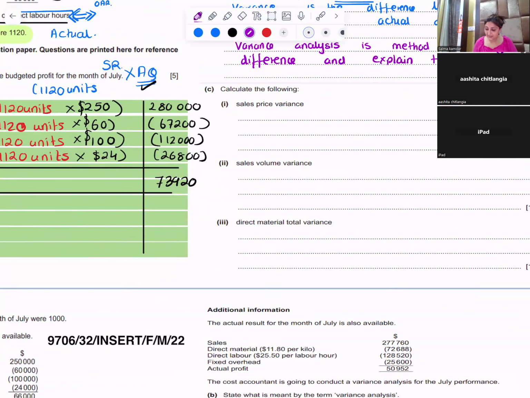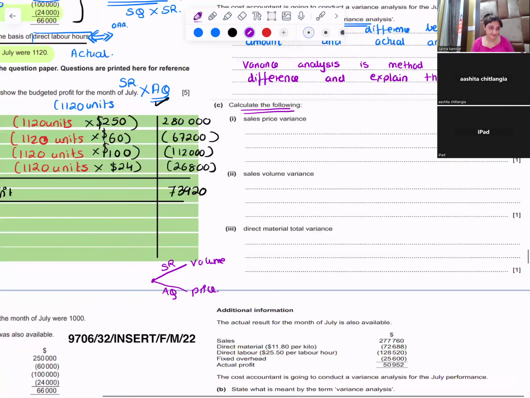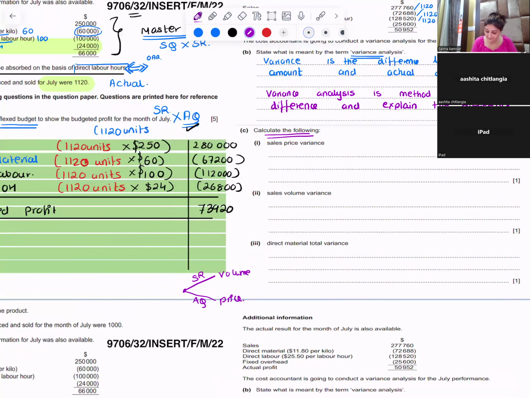Now, calculate the following. We will always follow this method: SR is for volume and AQ is for the price. So sales price variance. This is price, so the formula will be standard rate minus actual rate into actual quantity.